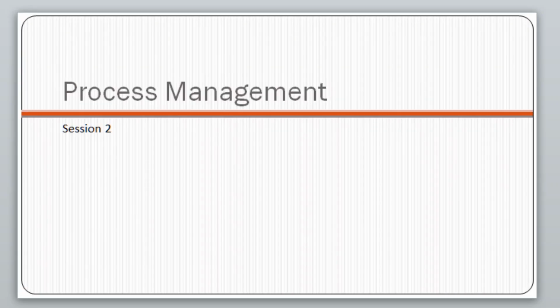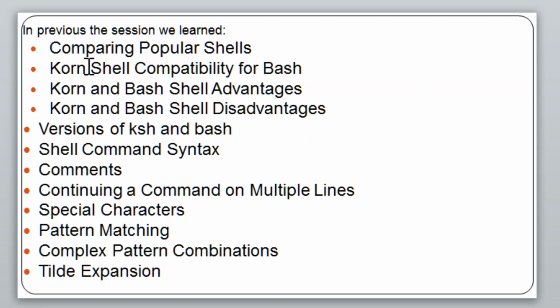Today we're going to be covering process management. Last session we went over comparing popular shells, Korn shell compatibility for Bash, Korn and Bash shell advantages, Korn and Bash shell disadvantages, versions of Korn shell and Bash, shell command syntax, comments, continuing commands on multiple lines, special characters, pattern matching, complex pattern combinations, and tilde expansion.